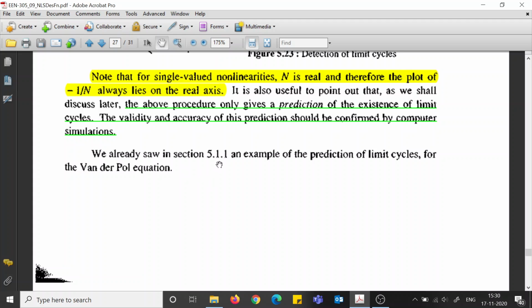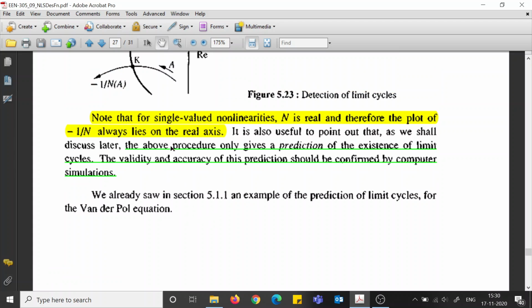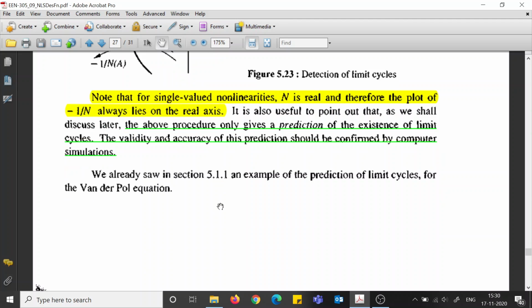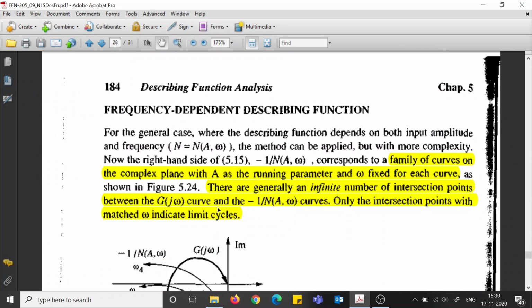Now we have to remember that this describing function method only predicts the limit cycle. Whether the limit cycle actually exists or not, we have to check with a computer based simulation. Just before going to the computer based simulation, we can do this analysis. That is the thing.